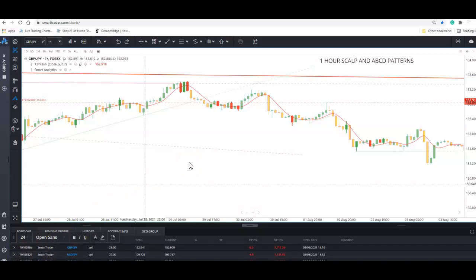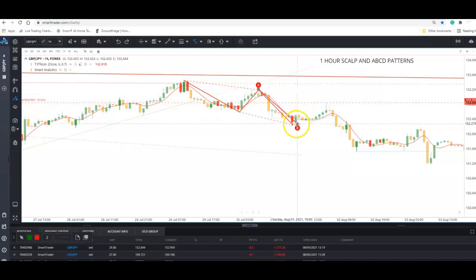So on this chart, we're looking at pound Japanese yen. And notice that we had A, B, C, and D. And then C becomes A, and D becomes B. A, B, C, and D. And then again, A, B, C.